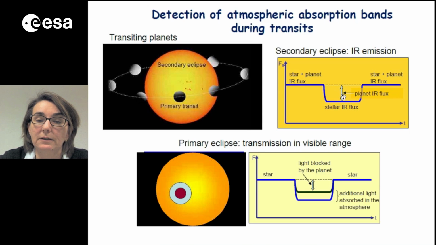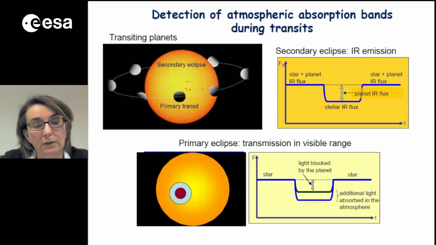And that means the difference here directly shows us the infrared flux of the planet. In similar measurements, this is explaining the same geometry during primary transit in the visible range. And here we have the measurement, the light that is blocked by the planet alone.